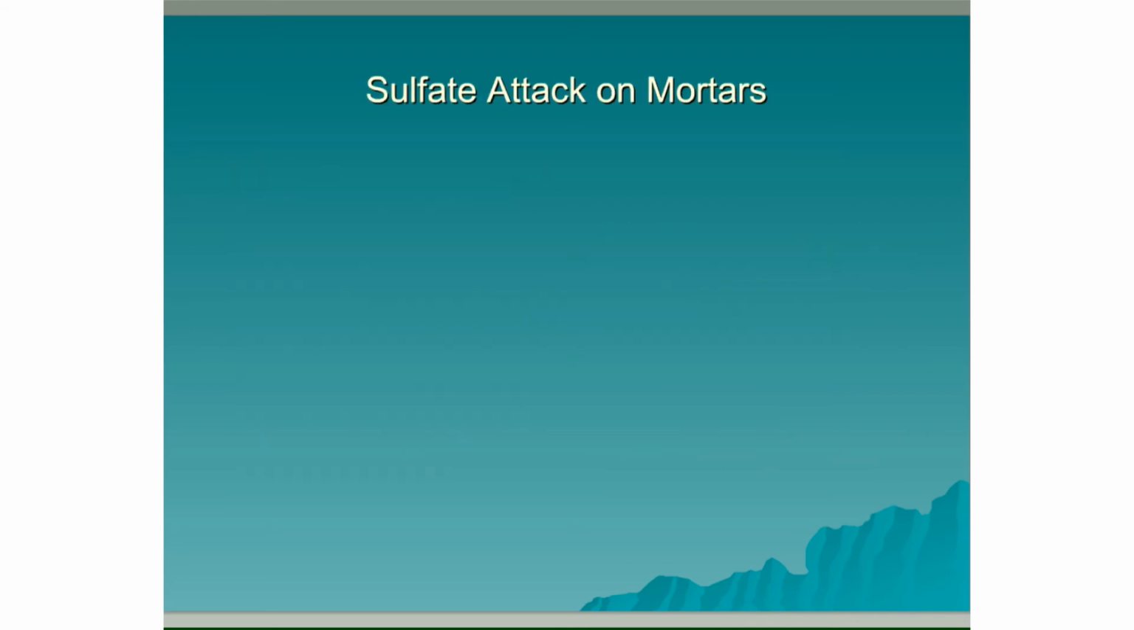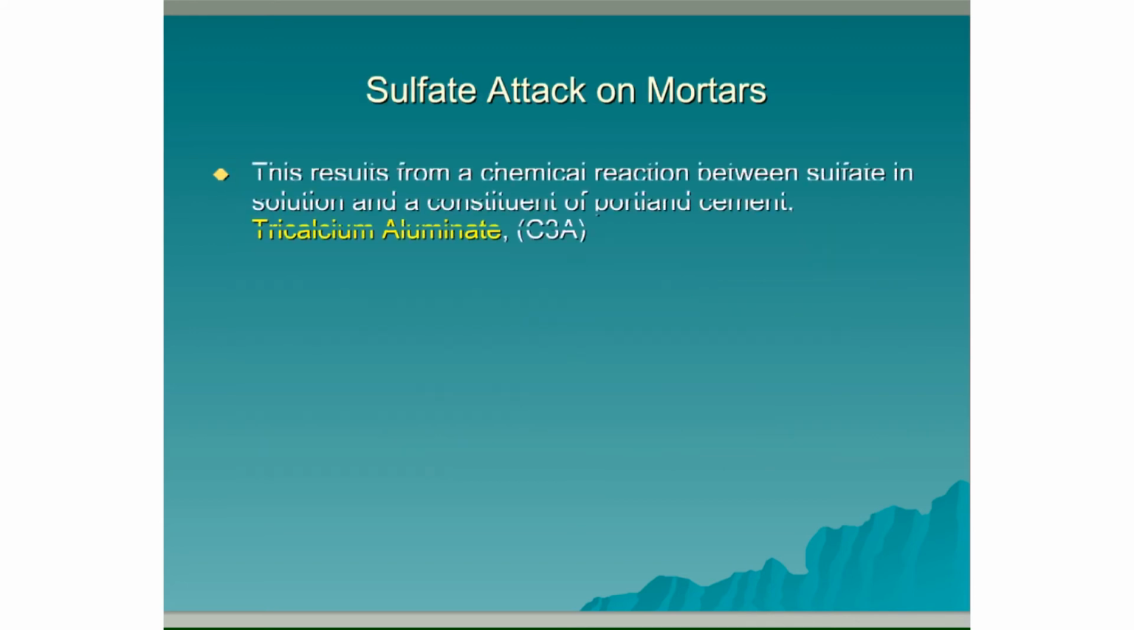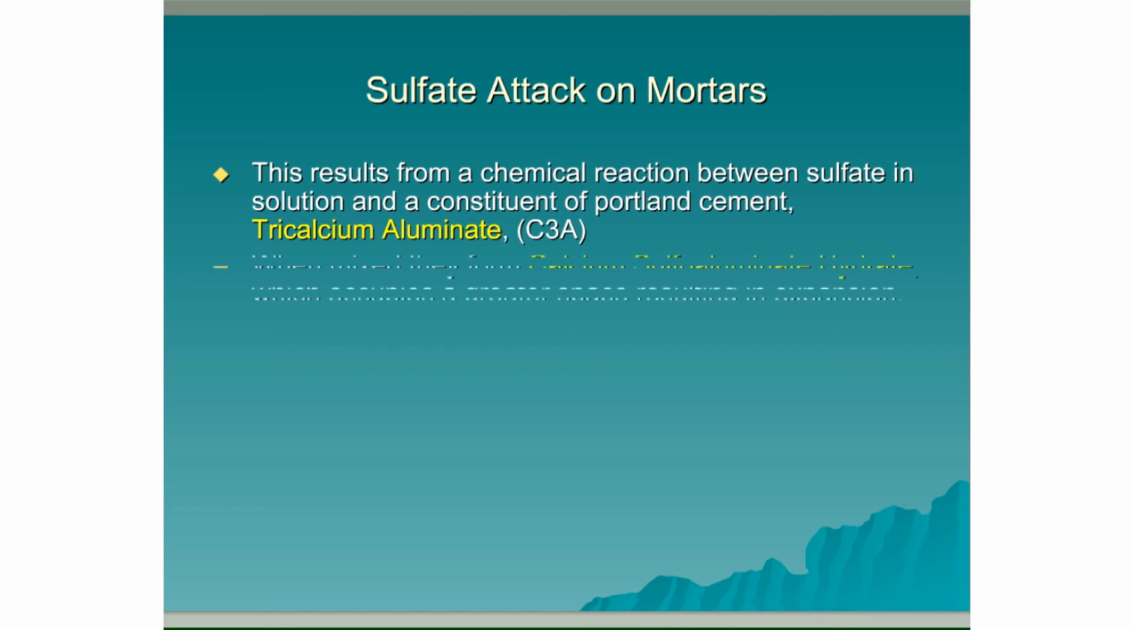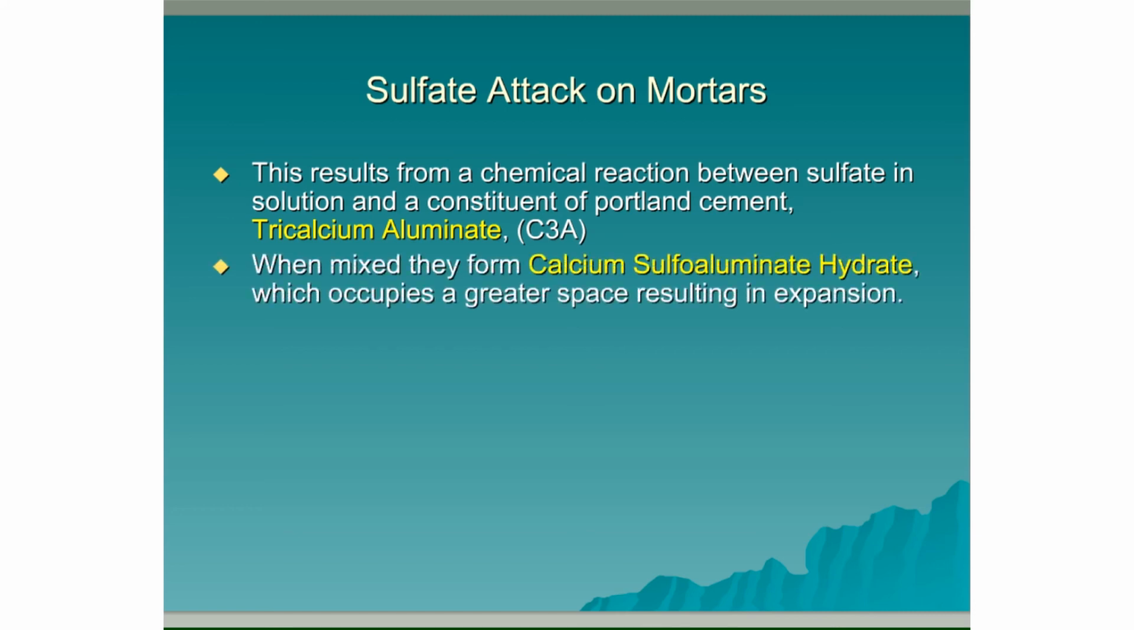Sulfate attack on mortars. This results from a chemical reaction between sulfate in solution, which is just salt in solution, and a constituent of Portland cement, tricalcium aluminate or C3A. When mixed together, they form calcium sulfoaluminate hydrate, which occupies a greater space, resulting in expansion. This can cause mortar to crumble and expand.